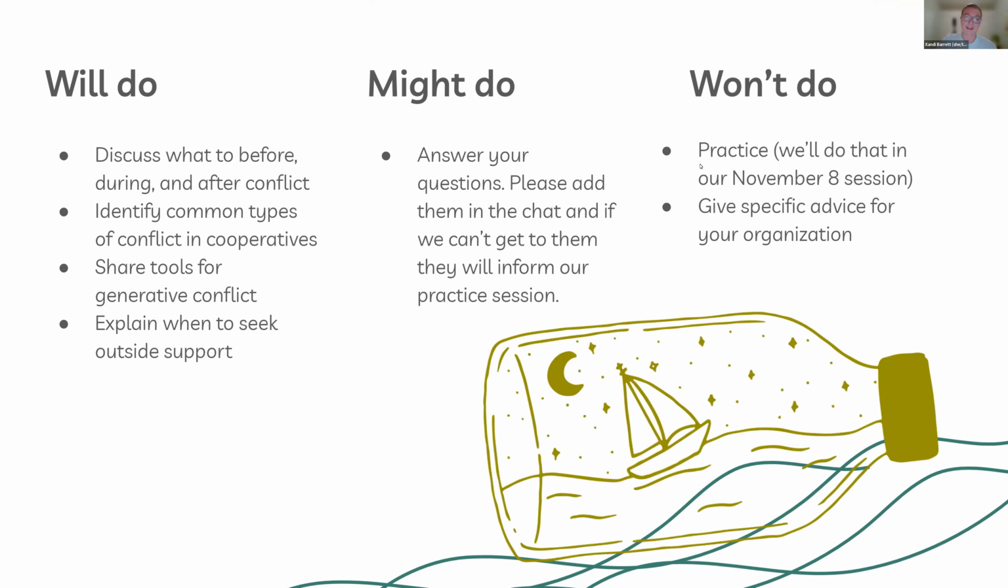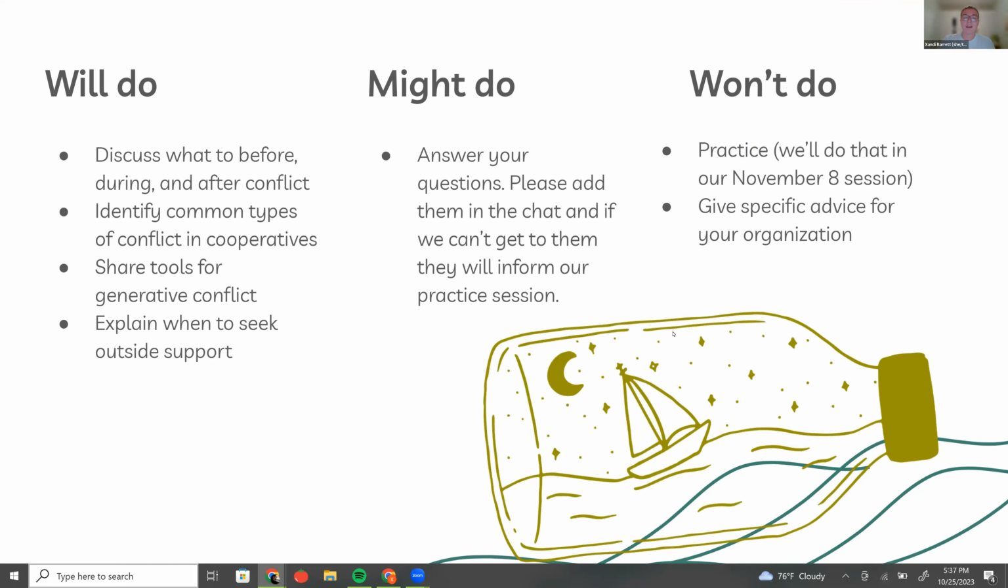A little bit about today. So what we are definitely going to talk about today is what to do before, during, and after a conflict. We are going to talk about some common types of conflict you might see in cooperatives, share some tools for approaching conflict generatively, and explain when you should seek outside help, because sometimes you do need someone with an outside perspective to come out and mediate any conflict you have. What we might do today, we might answer questions.